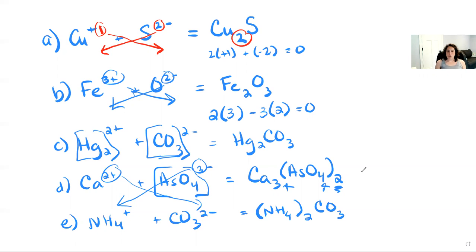So one other thing to note when you drop and swap, you're dropping and swapping the number only, not the charge. The pluses and minuses go away once you're over here with the compound. So that is all you need to know for drop and swap writing ionic compounds between a cation and an anion. And just for one more good measure, cation always goes first. So positive and then negative.